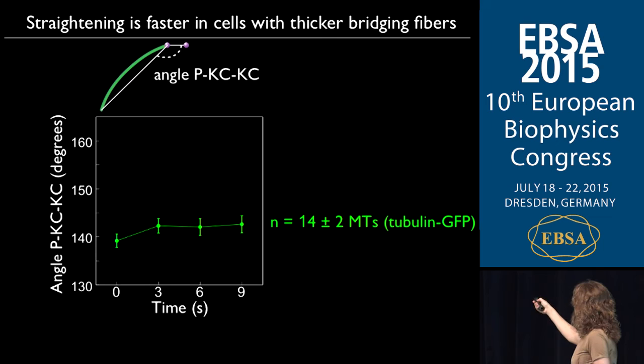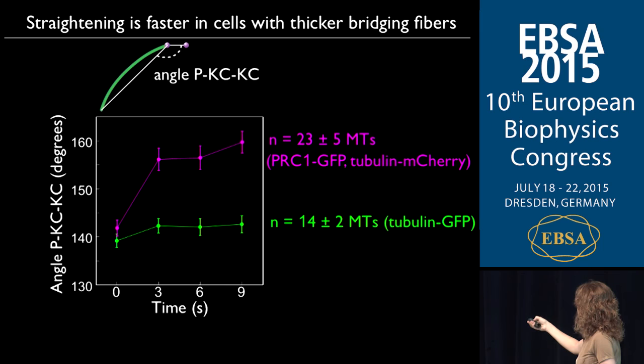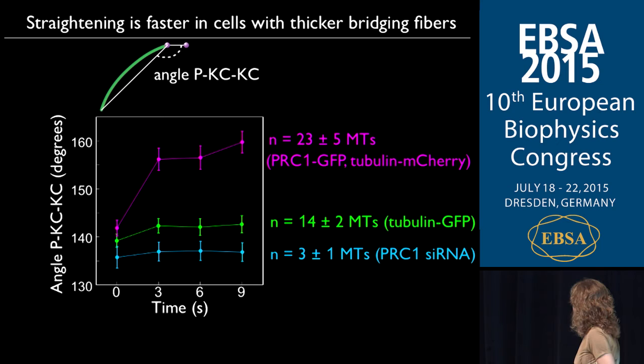We see some increase in the angle, so some straightening. And now the cell line with a higher number of microtubules in the bridging fiber, here this angle increases much faster. So the straightening is substantially faster. And we also had a cell line which had a smaller number of microtubules in the bridging fiber, and here we see somewhat slower straightening of the K fibers. So based on these experiments, we conclude that the prediction of our model was right. So the bridging fiber with a higher number of microtubules has a larger force. So the force increases with the thickness of the fiber.